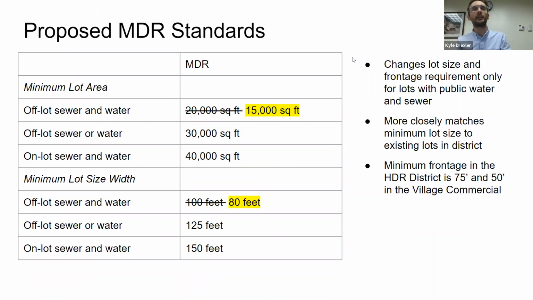So moving on finally to, what did the comprehensive plan actually recommend? Well, as we noted, looking at the median lot size and the average lot size of the district, the comprehensive plan made a recommendation to reduce the minimum lot area to better match the average or the median of existing lots in the district. That would be a reduction from 20,000 square feet minimum lot area to 15,000 square feet. And at the same time, reducing the minimum width of a lot, or frontage, from 100 feet to 80 feet.